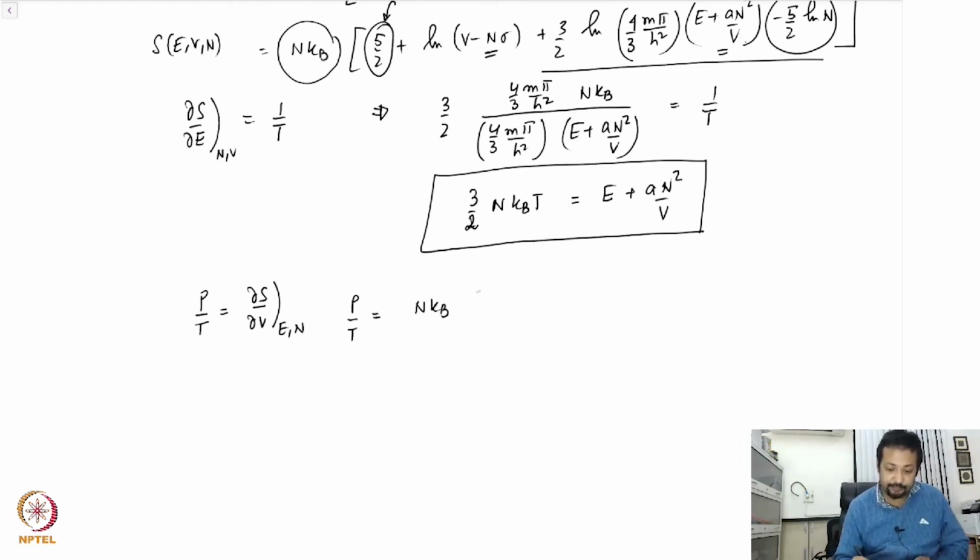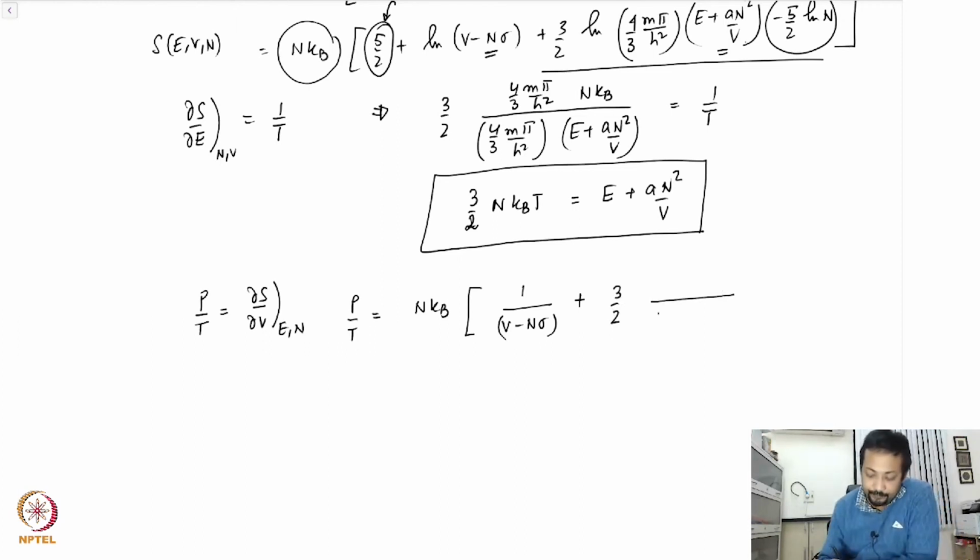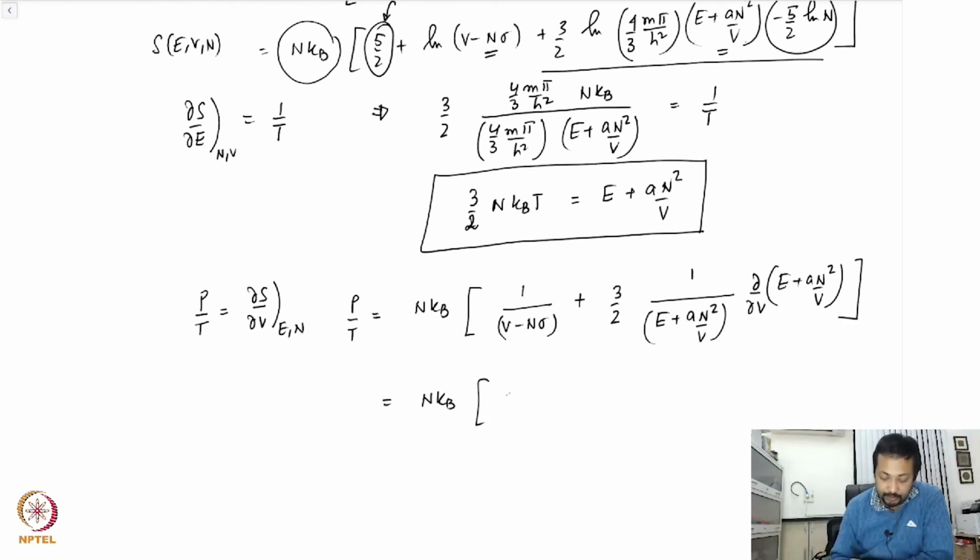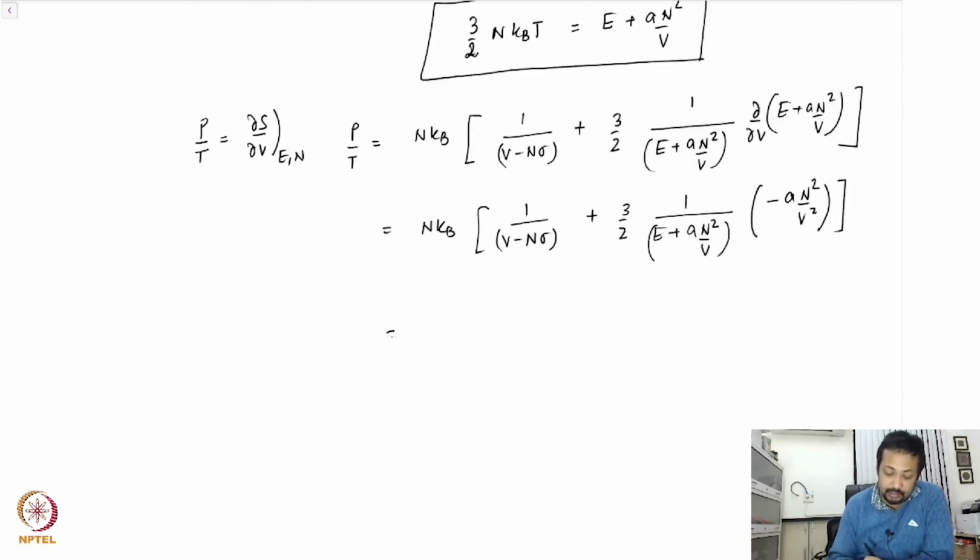So I have N k_B. The first term is going to be 1 over V minus N sigma, plus 3/2 times 1 over E plus a n² over V, and then I'm going to have ∂/∂V of E plus a n² over V. So I have N k_B [1/(V − Nσ) + (3/2) · 1/(E + a n²/V) times the derivative, which gives me minus a n² over V²].